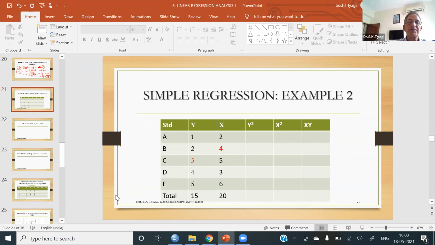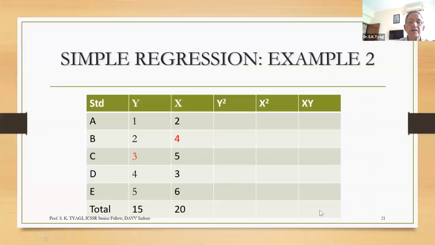Okay. In the first example, we used the deviations from mean. In the first example, we had small x, small y, small xy. But now we are not having this. We are having raw score y, raw score x, square of raw score y, square of raw score x, and cross product of x and y. Now from this also we can calculate the things which we want. Let us see.